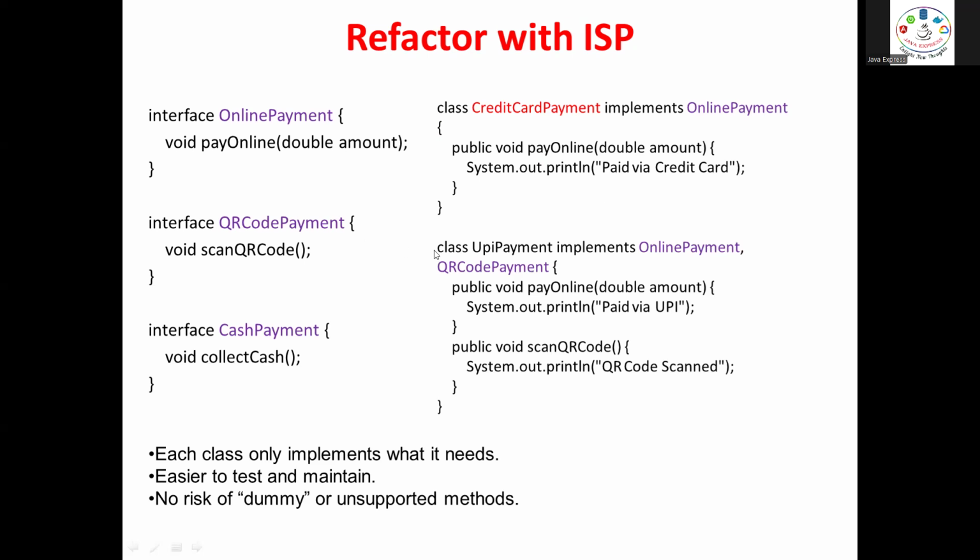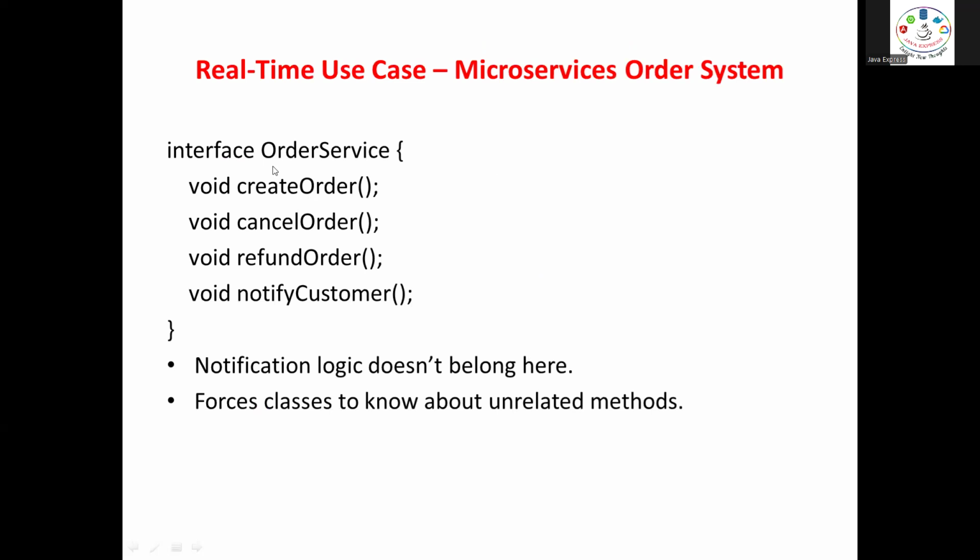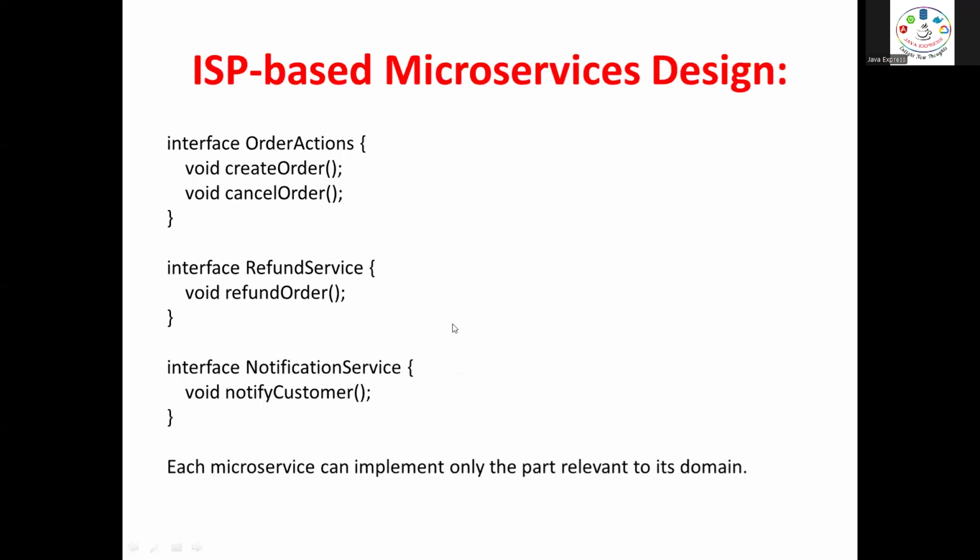This is one kind of payment example in this approach. Now let me explain with respect to microservices. If you take an order microservice, here you can create an order, cancel the order, refund the order, and notify the customer. In a single service, you may have n number of methods, but notification logic doesn't belong here. It forces classes to know about unrelated methods. Whoever implements it is also responsible for notifying the customer. It is breaking the interface segregation principle.